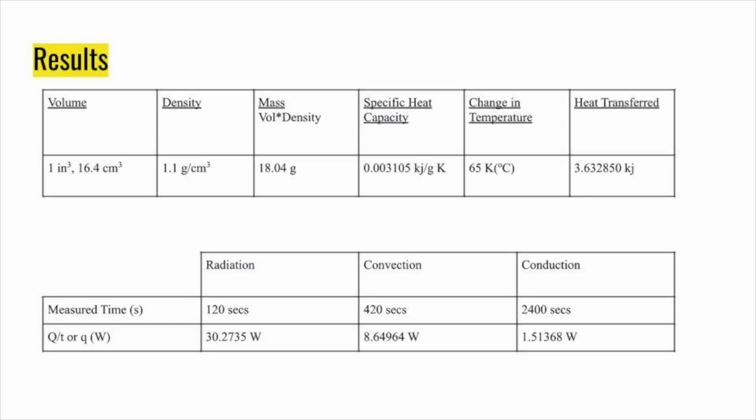In our experiment, we measured the time it took for each block of tofu to have a constant change in temperature of 65 degrees Celsius internally. Using the equation Q equals mc delta T, along with the tabulated constants of mass and specific heat, as can be seen in the table, we were able to find that each cube of tofu absorbed 3.63 kilojoules of heat energy. Radiation from the microwave took 120 seconds, next was convection from boiling water that took 420 seconds, and last was conduction from our pan, which took 2,400 seconds.